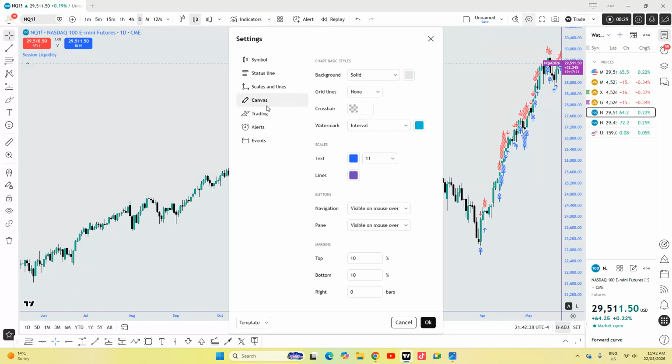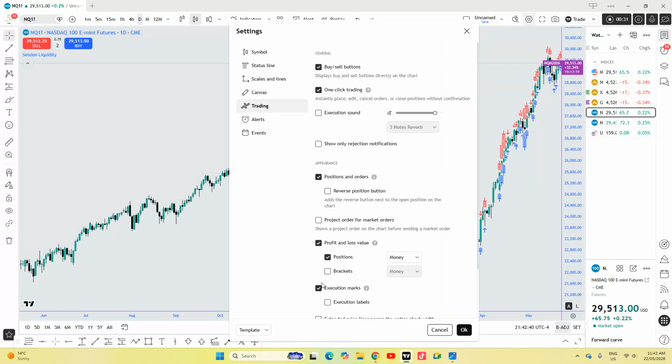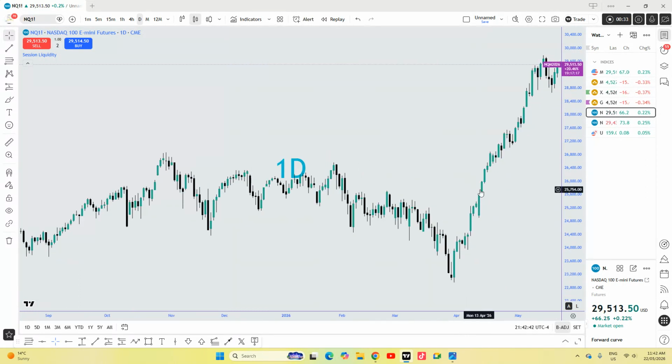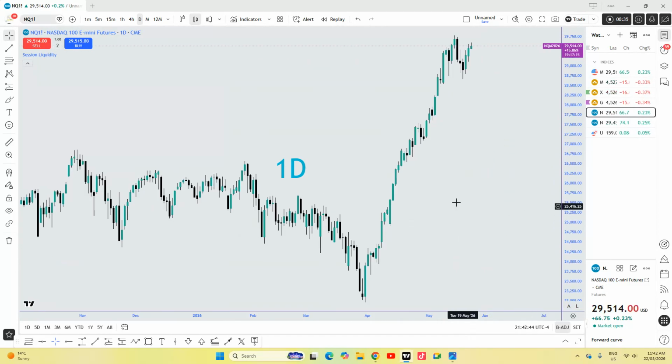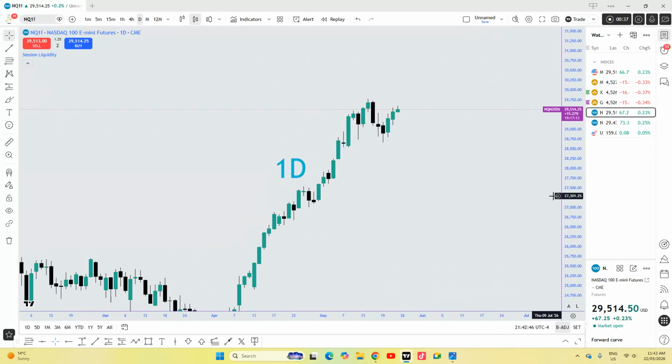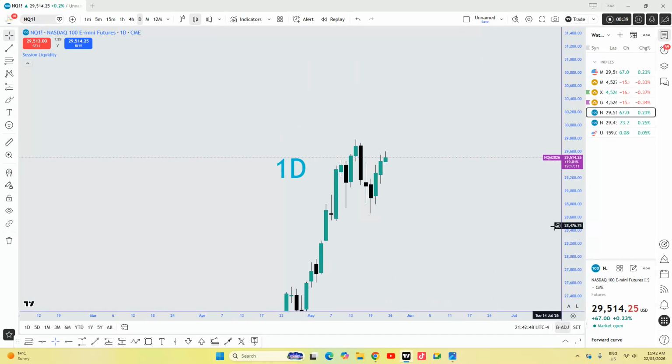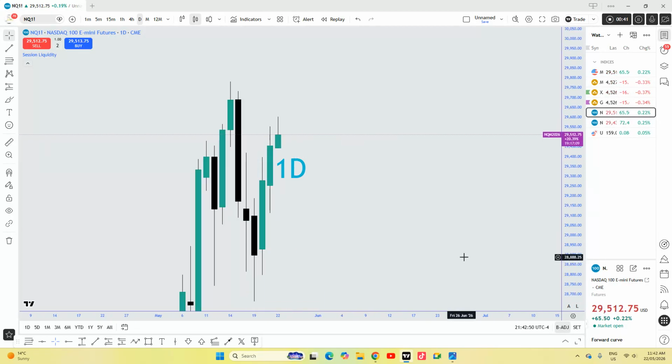Let me remove these execution marks. These are the trades that we've been taking. Now, look at this thing here on the daily on Nasdaq. It's even still pulling back to the downside.